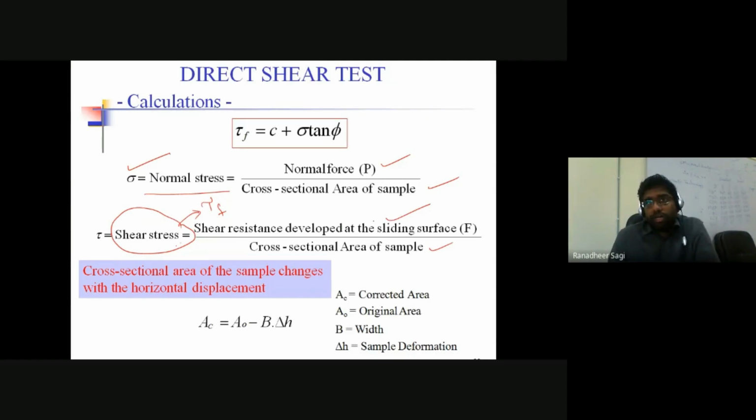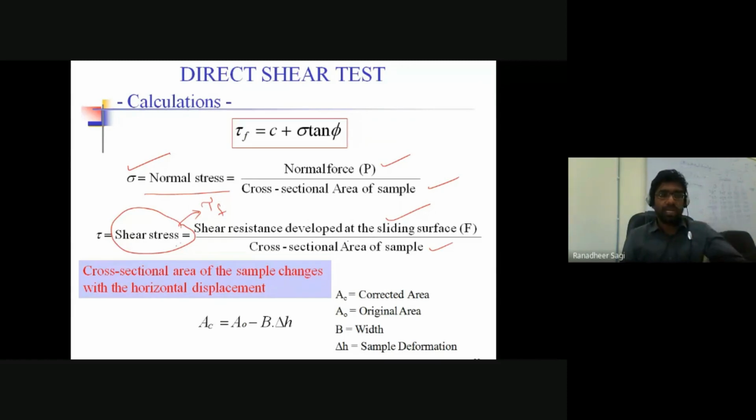In most cases, when we talk about the direct shear test, people consider the cross-sectional area of the soil sample to remain constant. The contact area with respect to which the failure is happening is assumed to be constant. However, that area is not exactly constant.